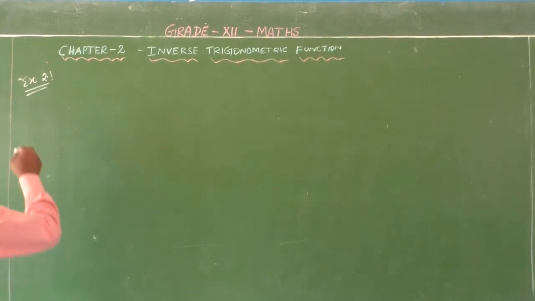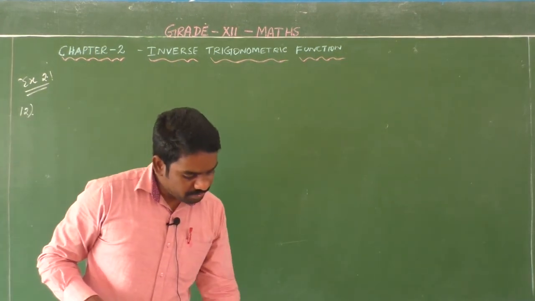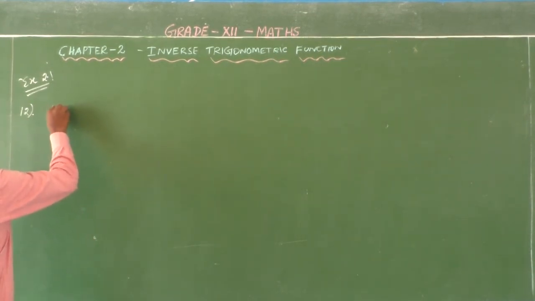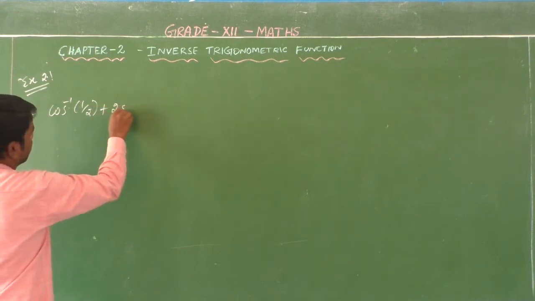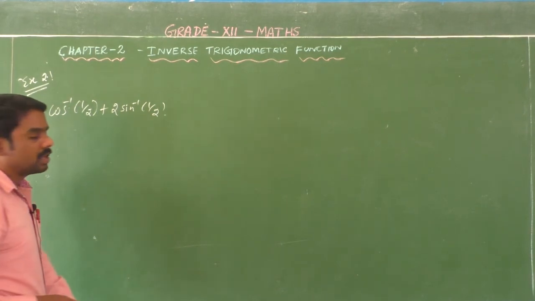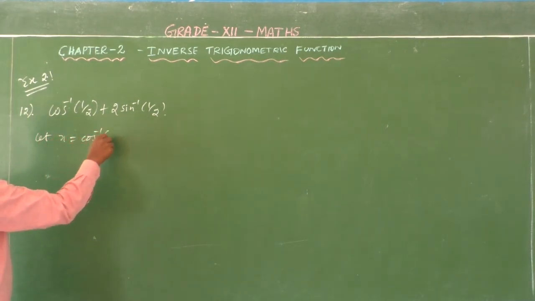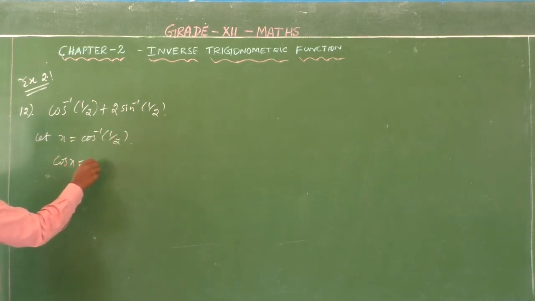Next, question number 12. Find the value of cos inverse of 1 by 2 plus 2 sin inverse of 1 by 2.